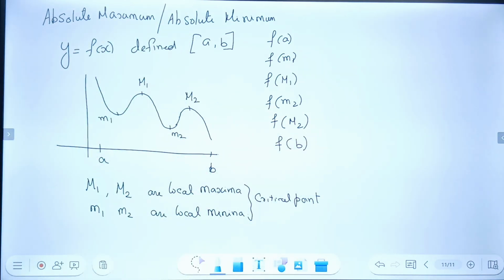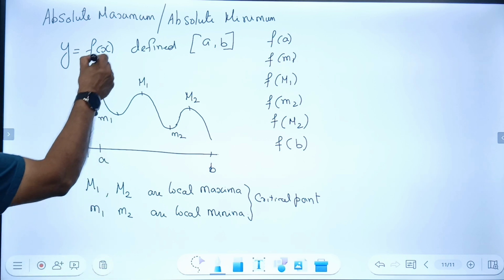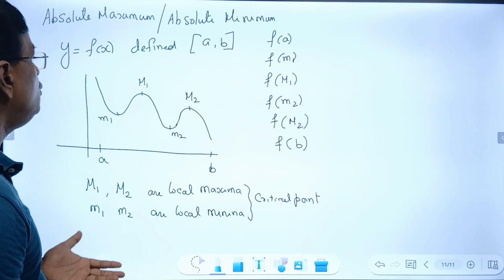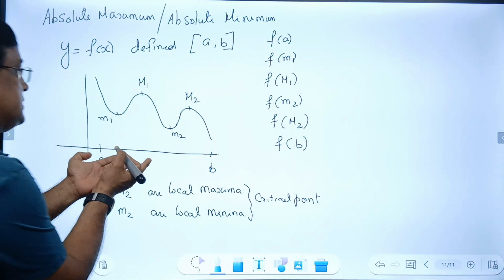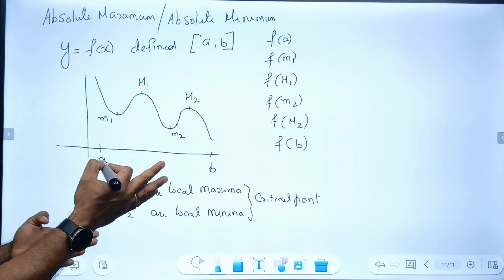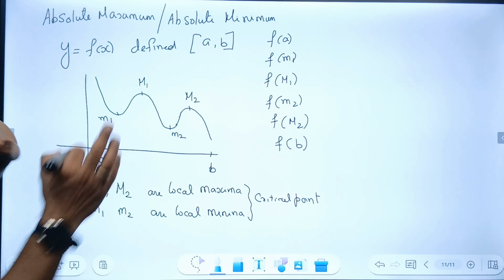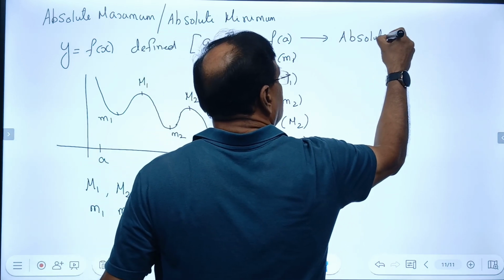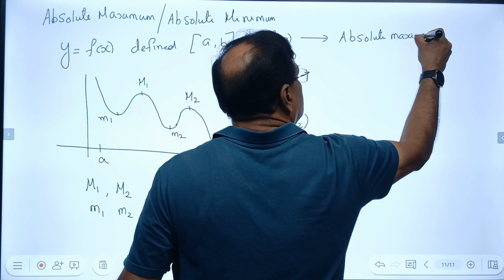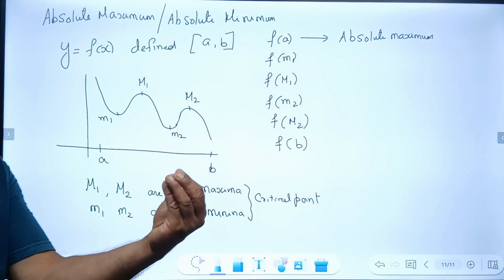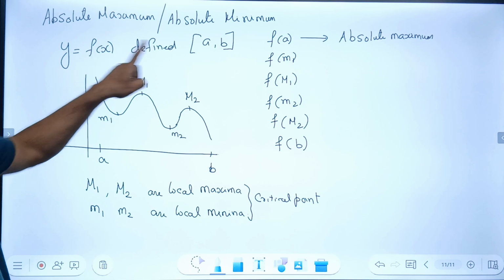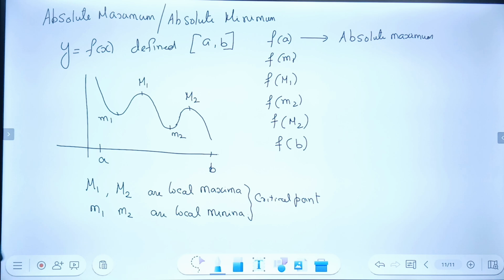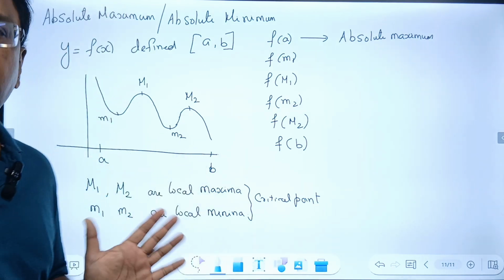Okay. So now very simple. Just put the values. Suppose this is a, you find f of a. Now in this you find out which is having the highest y value. Visually you can see f of a has the highest y value. So you can say this is the absolute maximum. All that you need to do is just find out the y value at the end points and at the critical points. Wherever the y value is maximum, that is called the absolute maximum or maximum value.